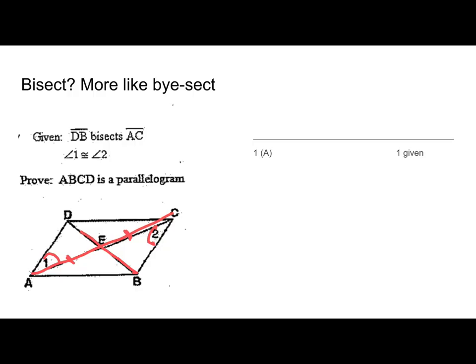If you see triangles, usually CPCTC. Not all the time, but usually. The first angle that we have here is this angle 1 and angle 2, so that means that these will be our triangles. So I'll clear it off a little here. These will be our triangles. And we already have this angle here.